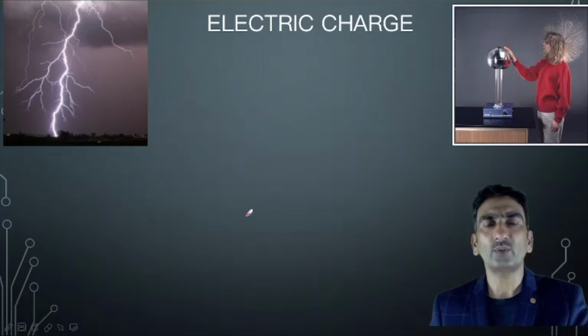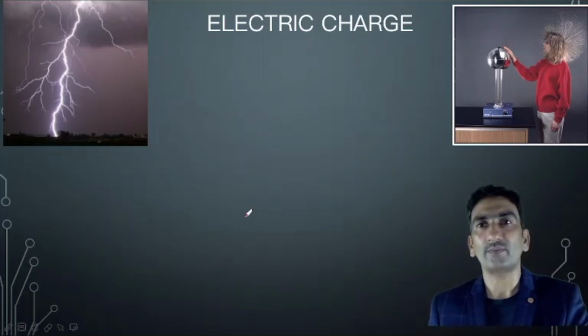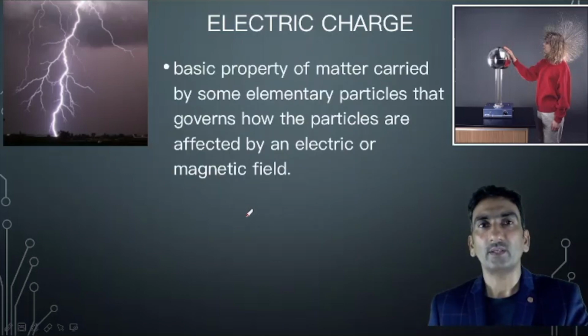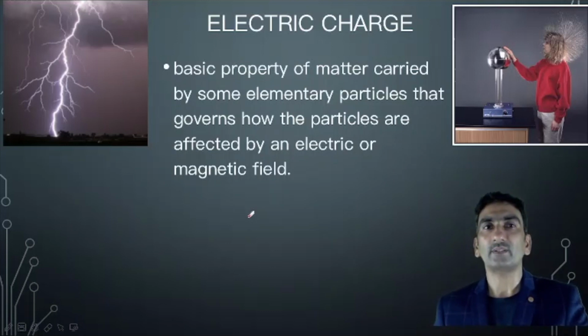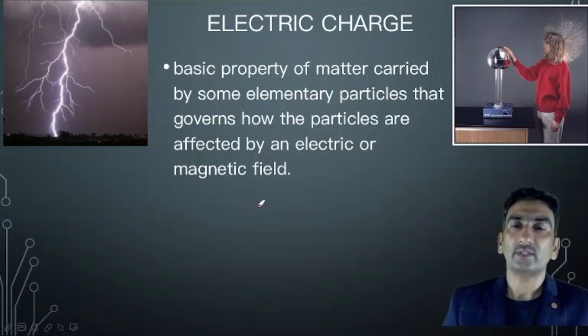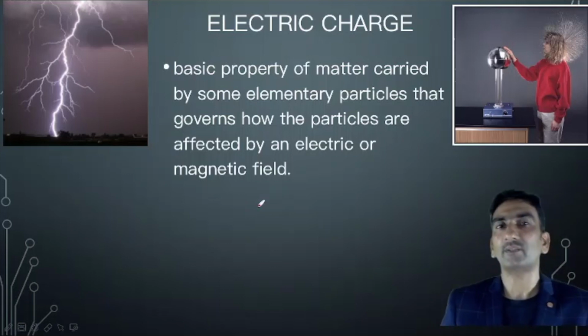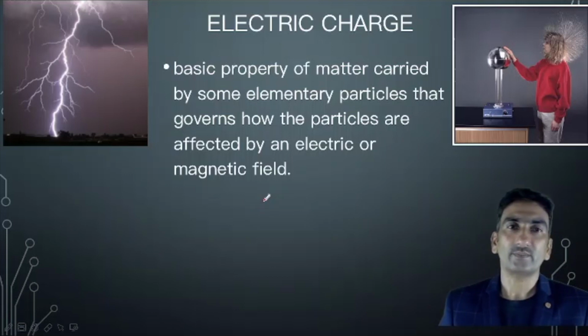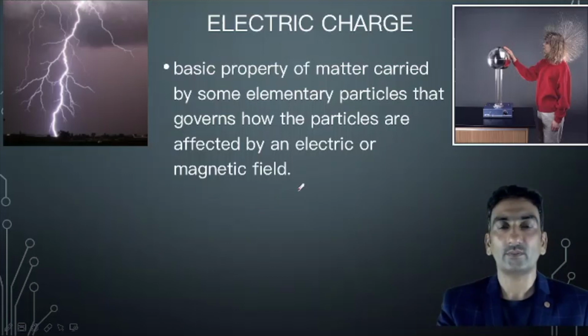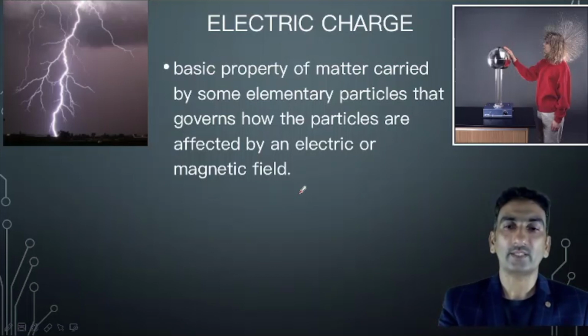So as we know, everything is made up of matter. All right. So what is electric charge? It's a basic property of matter carried by some elementary particles that governs how the particles are affected by an electric or magnetic field. To understand this definition, we have some simulations and some activities. So after that you can understand it easily.